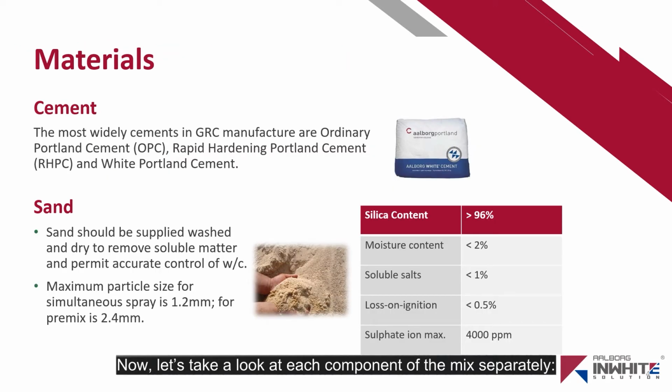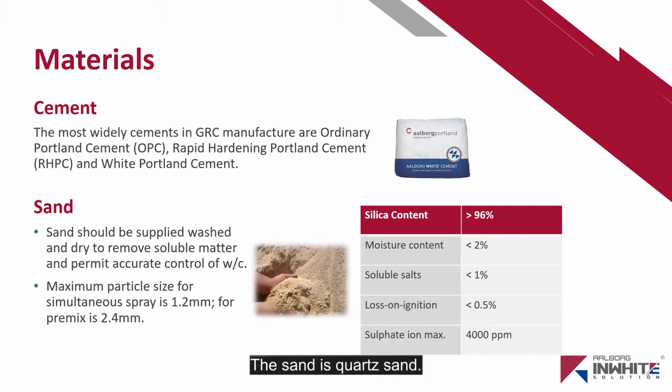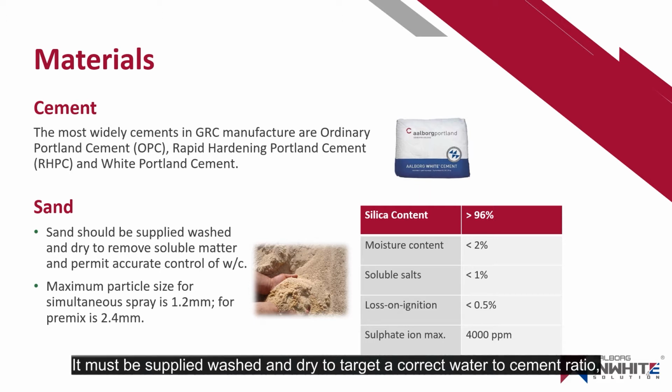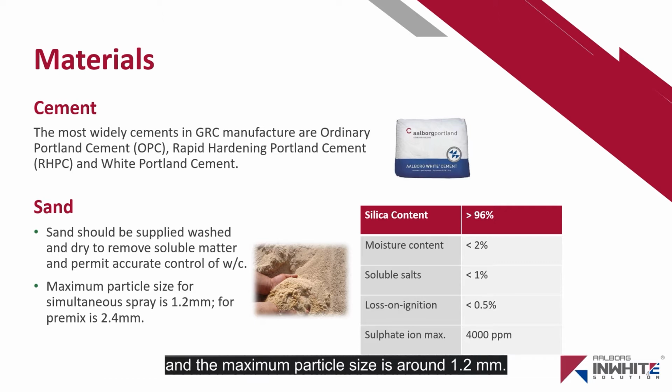Now let's take a look at each component of the mix separately. The cement used is normally ordinary Portland cement, OPC, rapid hardening Portland cement, or as I said before, white cement. The sand is quartz sand mainly. It must be supplied washed and dry to target a correct water to cement ratio, and the maximum particle size is around 1.2 millimeters. In some cases, for premix application, it can reach a maximum of 2.4 millimeters, but it's more common to target less than this.